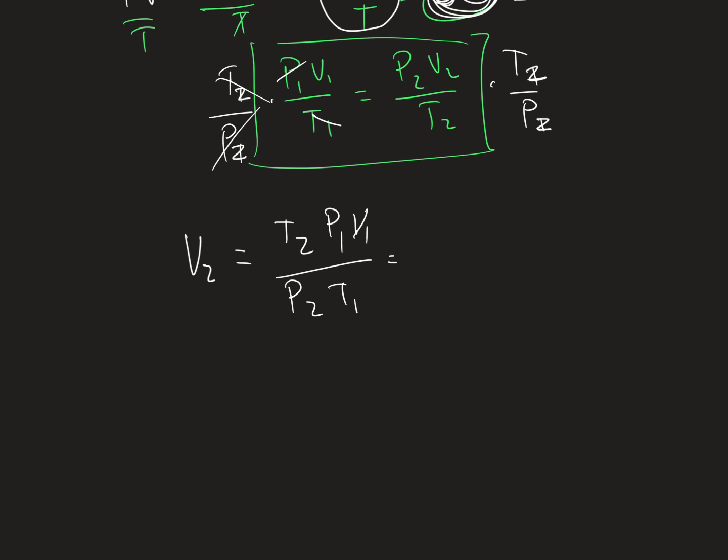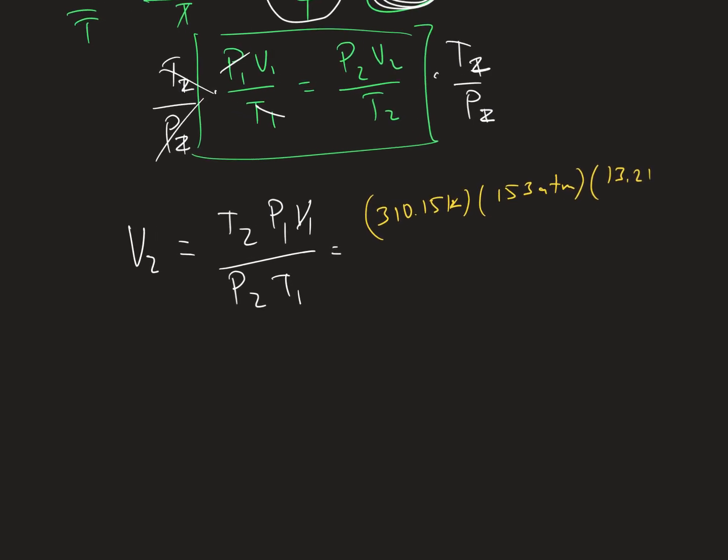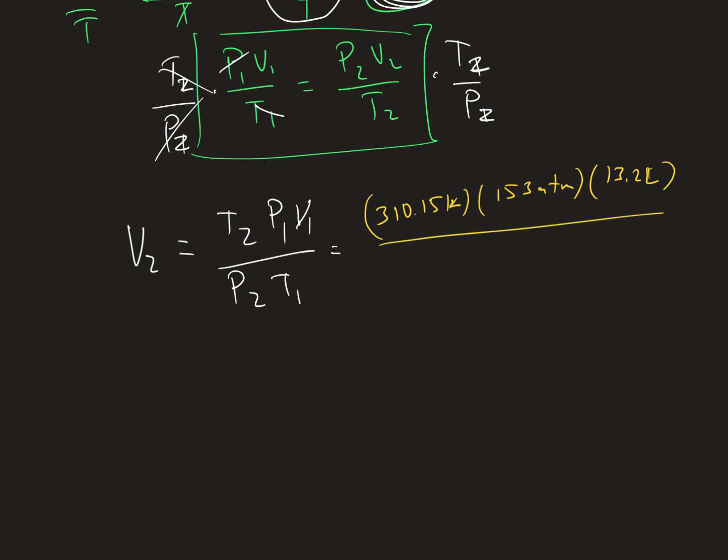So temperature 2 is 37 plus 273, which is 310.15. Pressure 1 is 1.53 atm. Volume 1 is 13.2 liters. Divided by pressure 2, 3.13 atm. And temperature 1, 300.15.